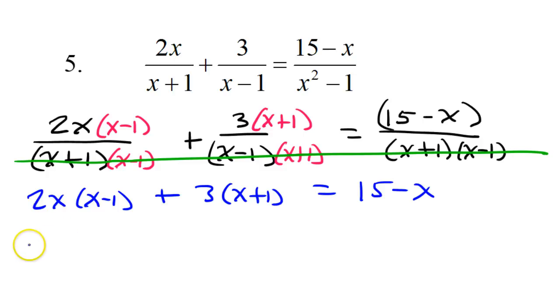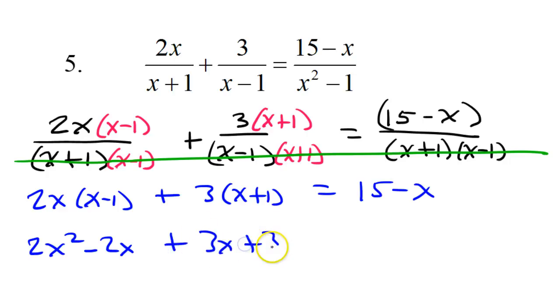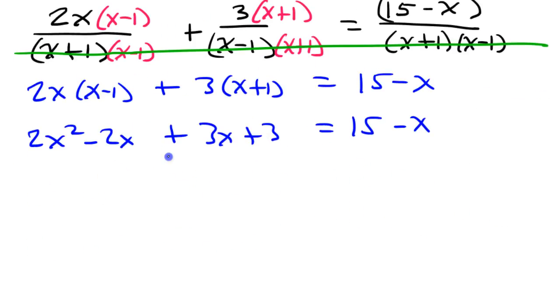Doing the distributive property gives me 2x squared minus 2x plus 3x plus 3 is equal to 15 minus x. Combining like terms, I see the negative 2x and the 3x, that's just x. So I'm going to have 2x squared plus x plus 3 is equal to 15 minus x.